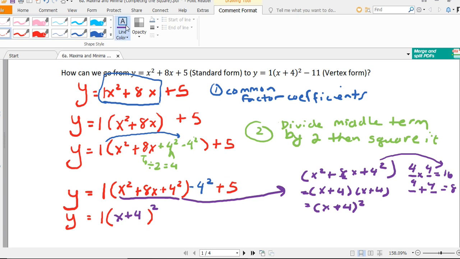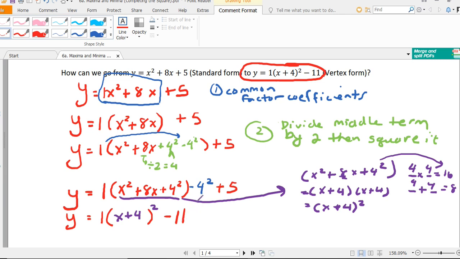Now, let's copy down the rest here. So I have negative 4 squared, which is negative 16. What's negative 16 plus 5? That's negative 11. And here I have it, the vertex form. And is that not the exact same? X plus 4 squared minus 11.